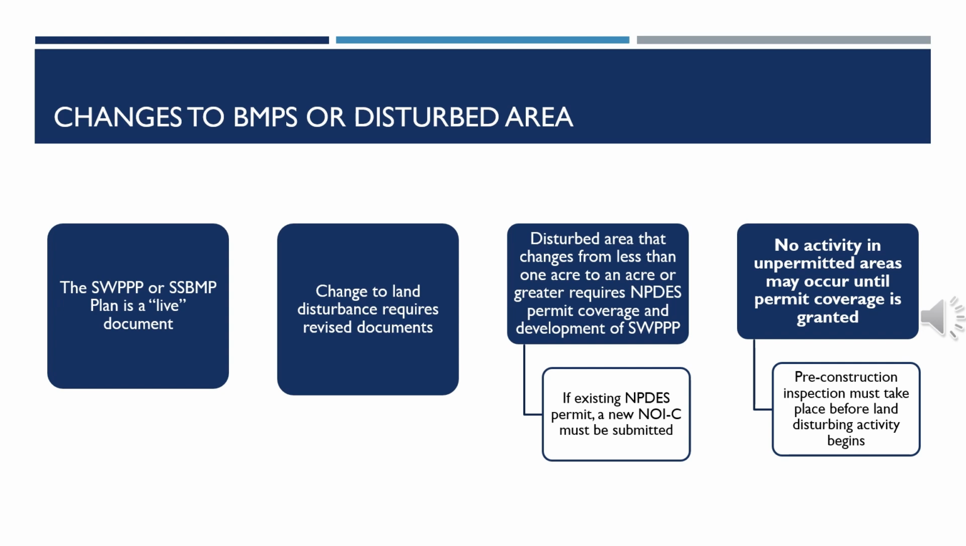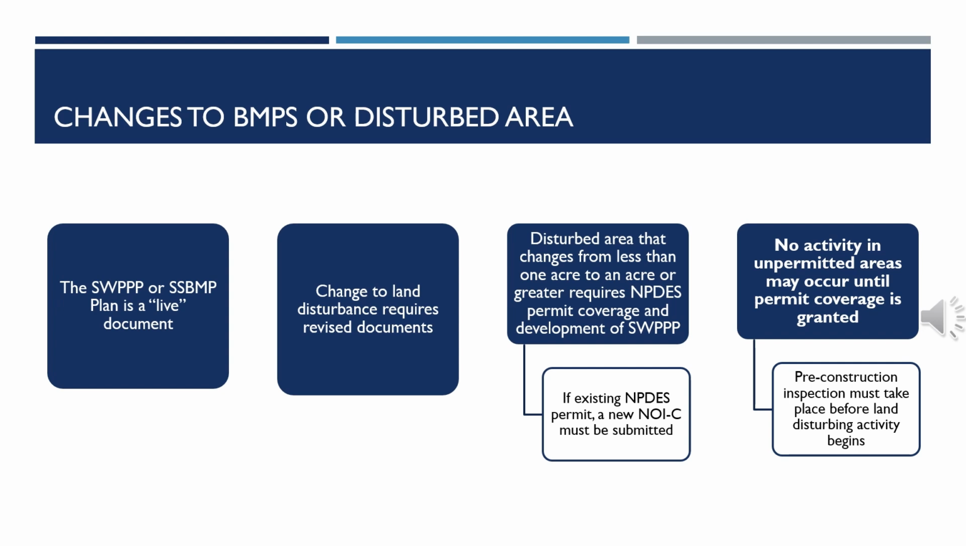During this revision, the project team must pay special attention to the disturbed area calculation. If the disturbed area calculation changes from less than an acre to an acre or greater, NPDES permit coverage will need to be obtained, and a SWIP must be completed. If the project already had coverage under an NPDES permit, a new NOIC must still be submitted as DOH does not allow for revisions to project area coverage under an existing NOIC.